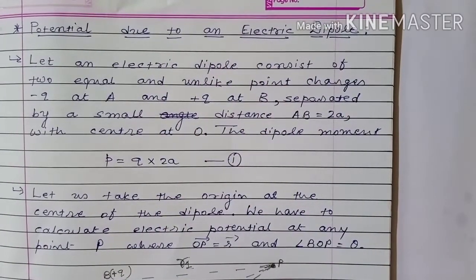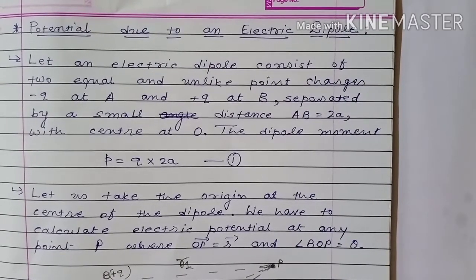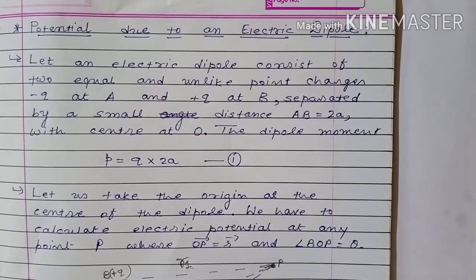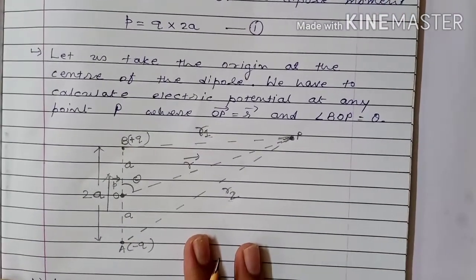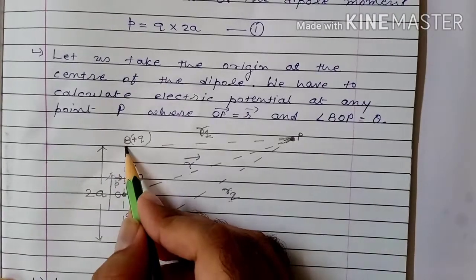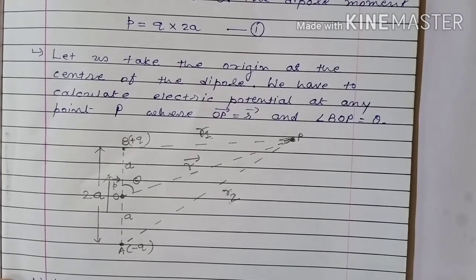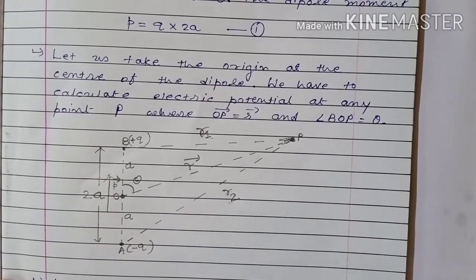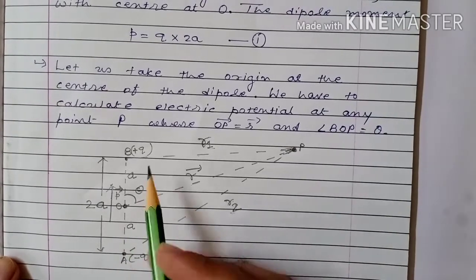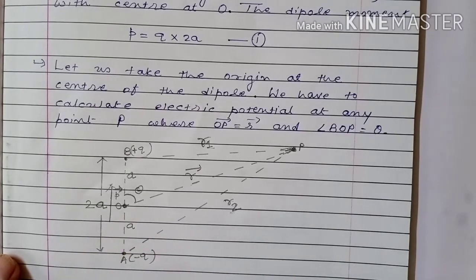What is an electric dipole? When two equal and opposite charges are separated by a finite distance, then a dipole is created. So first of all, we have to consider one electric dipole. Here I have considered two charges, plus q and minus q, equal and opposite charges. They are separated by distance 2a. Plus q charge is placed at point B, minus q charge is placed at point A, with center O.